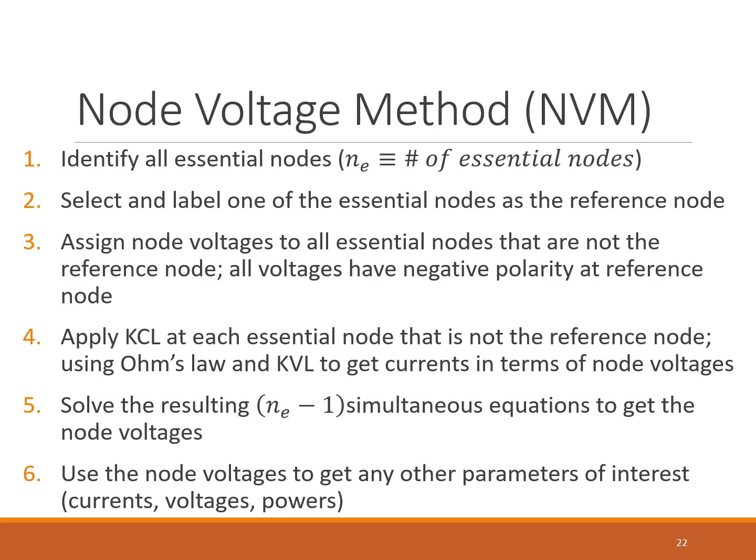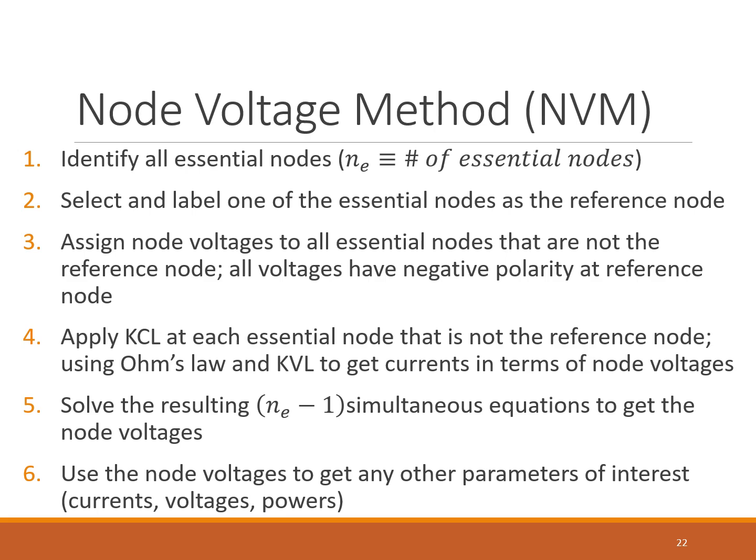Step 4 is we are going to then apply KCL at each of those essential nodes that's not the reference node, and we're going to use Ohm's law and KVL to get those currents in terms of the node voltages. So what we're going to be left with then is a set of equations that only have the node voltages.